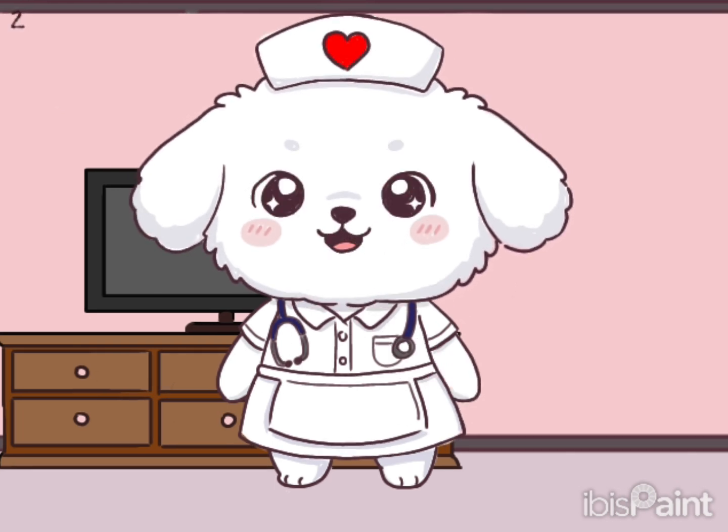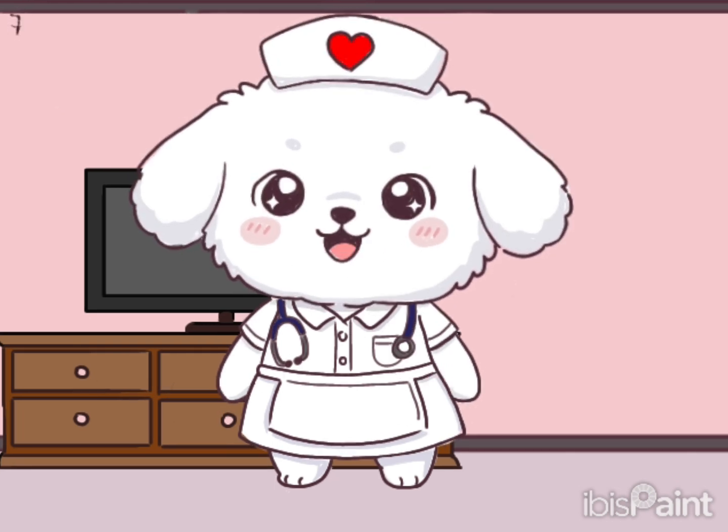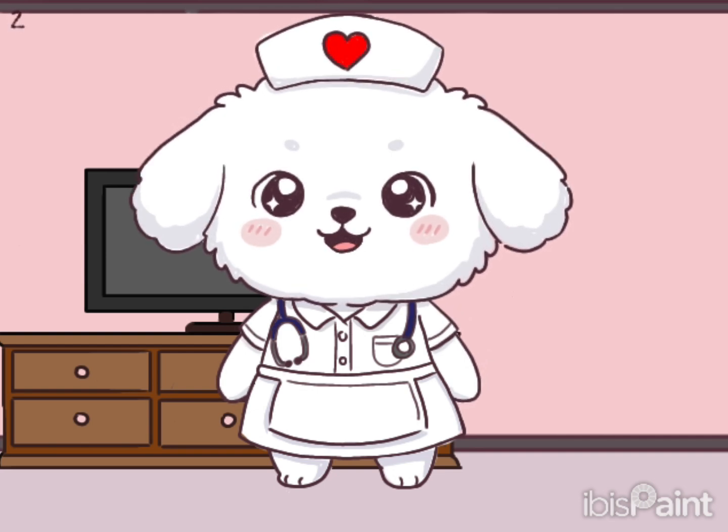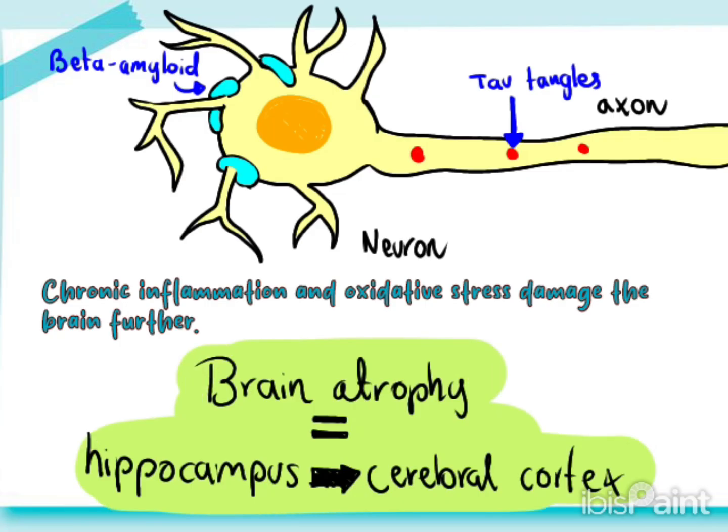Now, let's talk about what happens in the brain, called the pathophysiology. In summary, beta amyloid plaques build up outside of neurons, tau tangles build up inside of neurons, chronic inflammation and oxidative stress damage the brain further. This causes progressive brain atrophy, starting with the hippocampus, which explains why memory loss is usually the first symptom. Later, the cerebral cortex is affected, which causes problems with reasoning, language, and behavior.